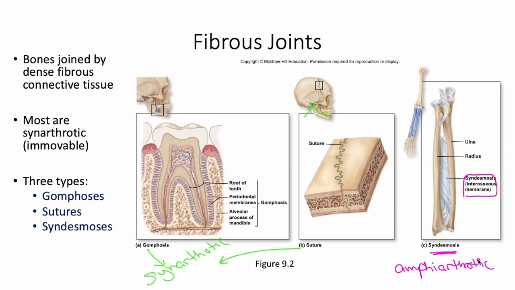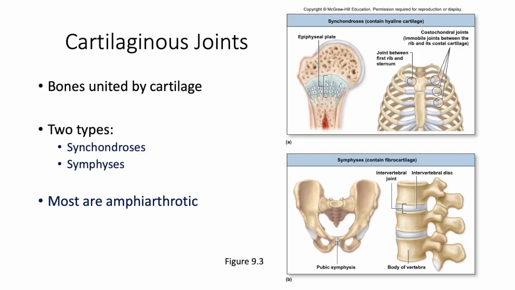You also have another syndesmosis in your body between your tibia and your fibula, so in your leg. This one, though, is synarthrotic. You cannot move that one. Cartilaginous joints are bones that are united or held together by pieces of cartilage. You have two types of cartilaginous joints.